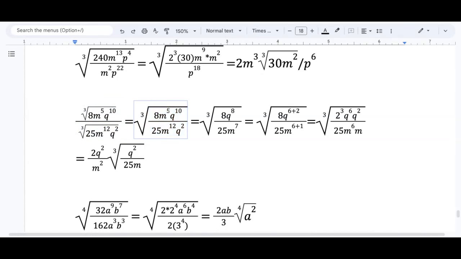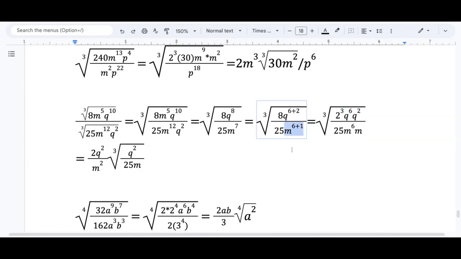We have m raised to 5 in the numerator, m raised to 12 in the denominator. So we do 12 minus 5, we get m raised to 7 in the denominator. We have q raised to 10, q squared. So we get q raised to 10 minus 2, which is q raised to 8. Now we want to split the exponents. So q raised to 8, we want to do q raised to 6 times q squared, right? 8 is 6 plus 2, so we can split into q raised to 6 times q squared.